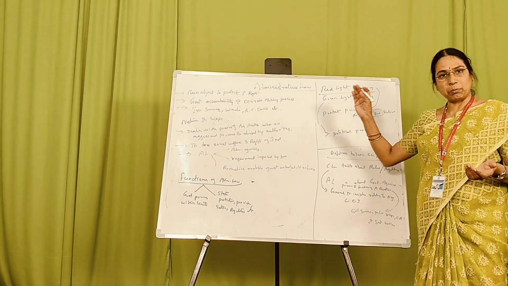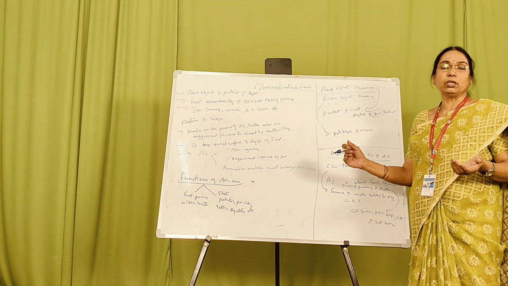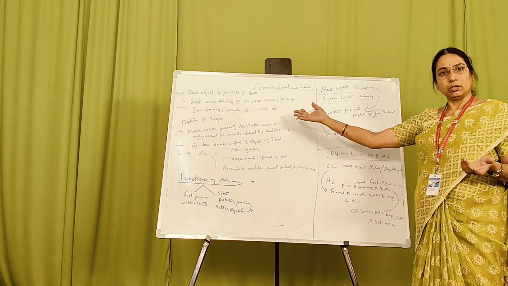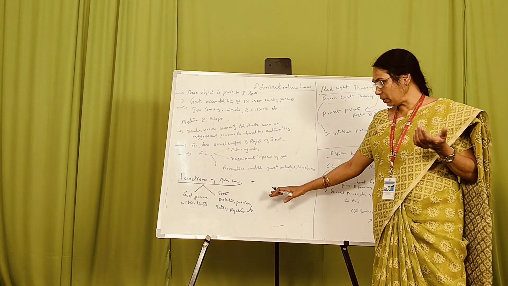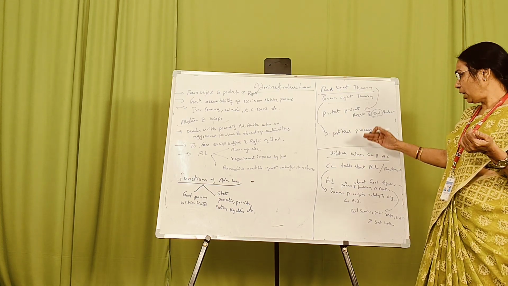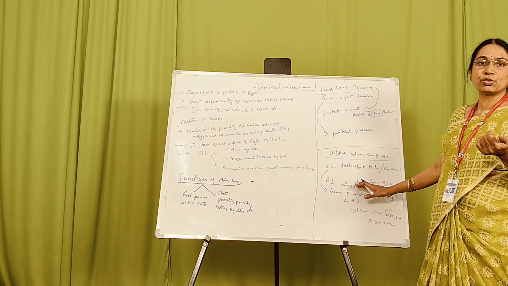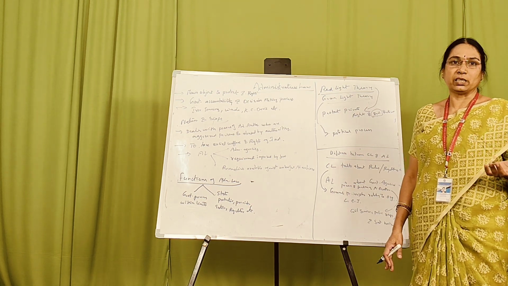Today we have completed the main object, the scope, the nature and the meaning of administrative law, the jurists who have given the definitions of administrative law, the main functions of administrative law, the red light and green light theories, and also the differences between constitutional law and administrative law. The remaining part will be taken in the next class.